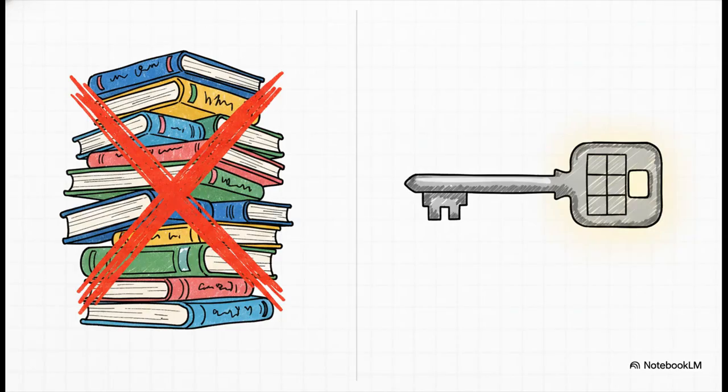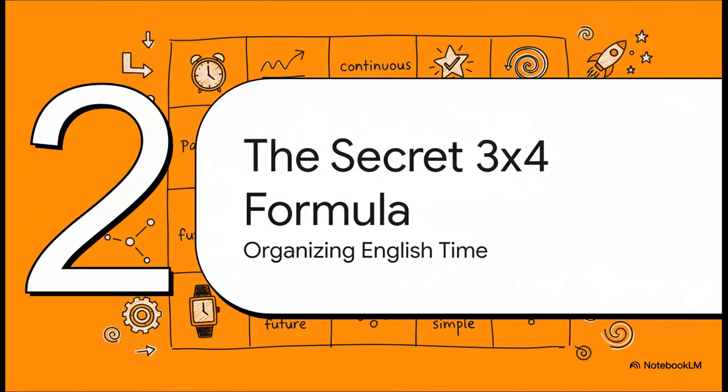But here's the thing. What if that whole approach is just wrong? What if you don't need to memorize 12 separate rules at all? What if, instead, you could just understand one single, simple, logical system that unlocks the whole thing? And this, right here, is the key. It's not about a long list. It's about a simple formula. A 3x4 grid that organizes all of English time, making it predictable, logical, and way easier to use.